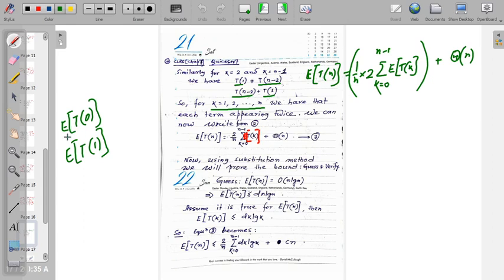And this expectation of t0 is appearing twice. So it is 2 times this plus 2 times expectation of t1 and so on. Then I take 2 common, so 2 is outside. That's why it is written 2 by n, and this is summation k equals to 0 to n minus 1, expectation of tk.